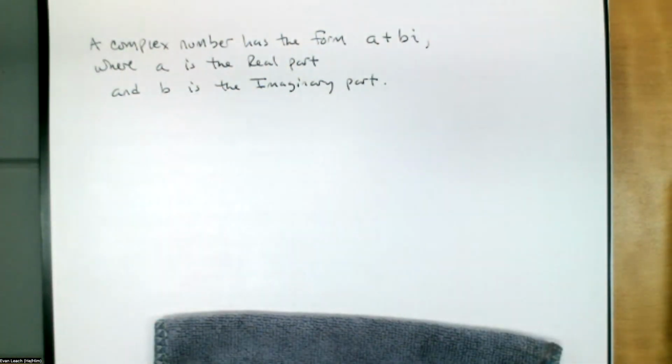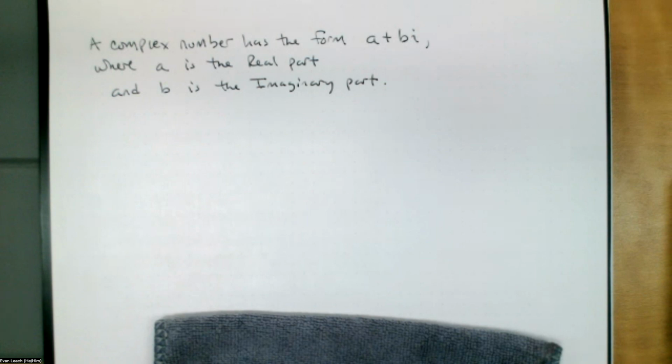A is the real part and B is the imaginary part. It's a number that has two parts. This is not a very big concept. We've had this before. Fractions are numbers with two parts, a numerator and a denominator. Ordered pairs are numbers with two parts, an x-coordinate and a y-coordinate. Or if you want to be fancy, an ordinate and an abscissa.